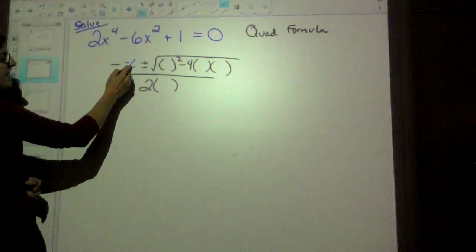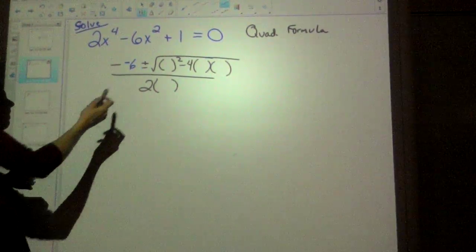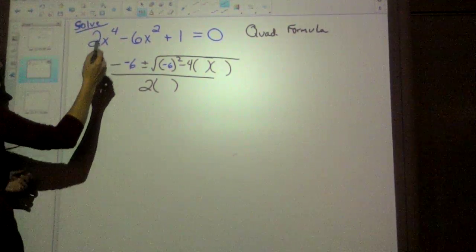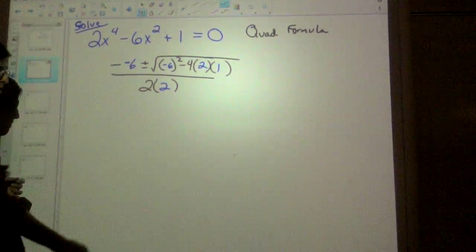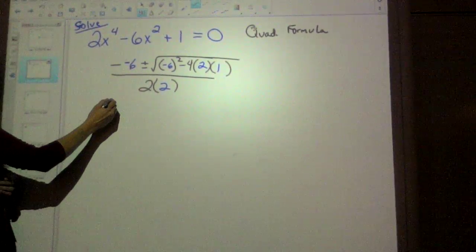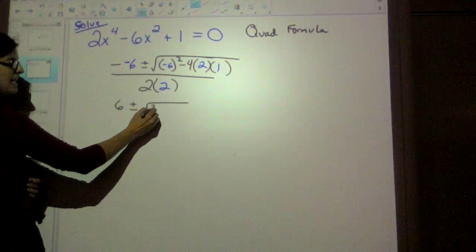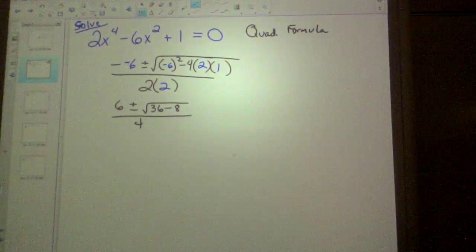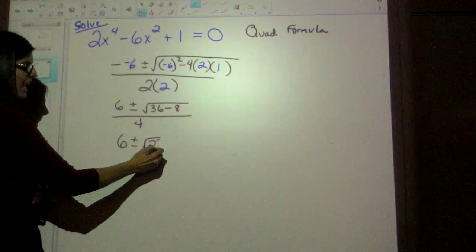b is negative 6, so obviously negative 6 is going to be positive 6. b squared, you're going to square the negative 6, minus 4 times 2 times 1, all over 2 times 2. So that's going to give me 6 plus and minus the square root of 36 minus 8, all over 4. 36 minus 8 gives me 28. 6 plus and minus the square root of 28 all over 4.